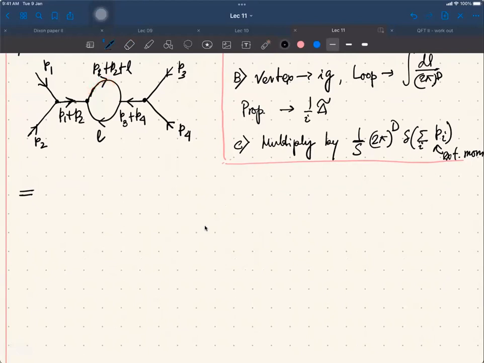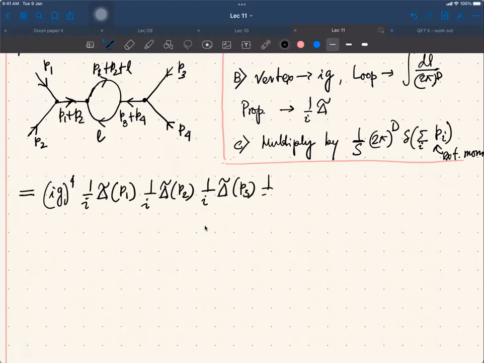Now you write down the expression, following the Feynman rules. There are how many? 1, 2, 3, and 4 vertices. So i g to the power 4, and then for an n-point function, there will be n external momenta, and therefore there will be n propagators like this. So always you will have n propagator factors associated to this diagram.